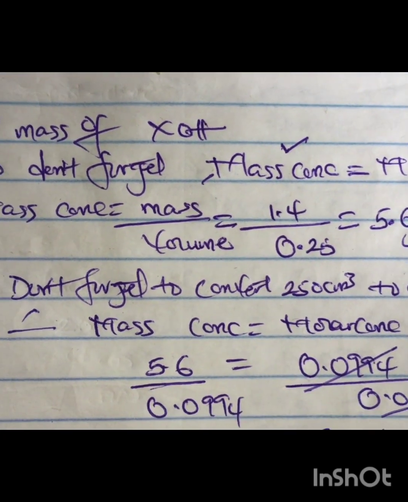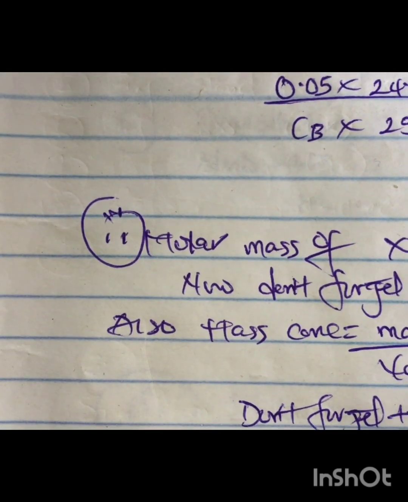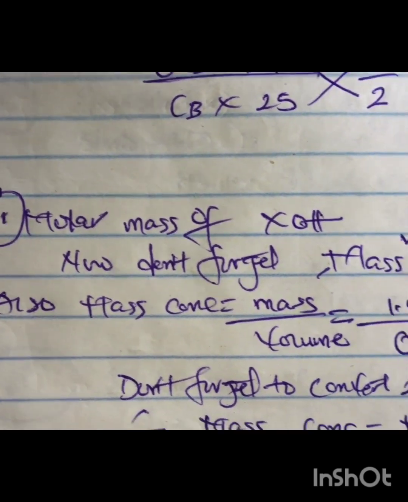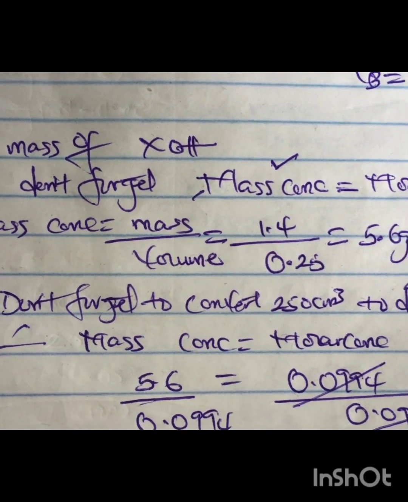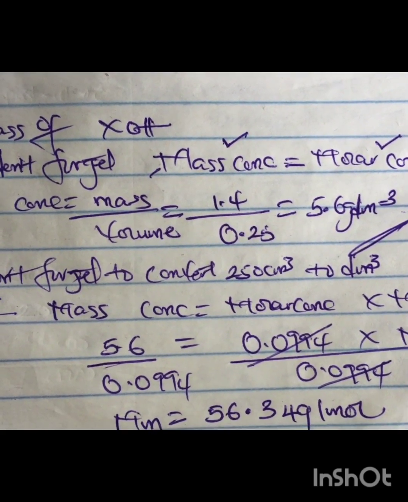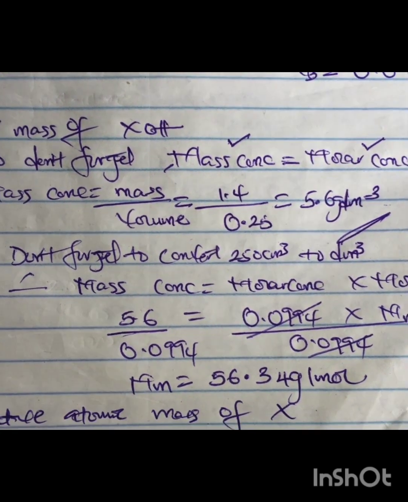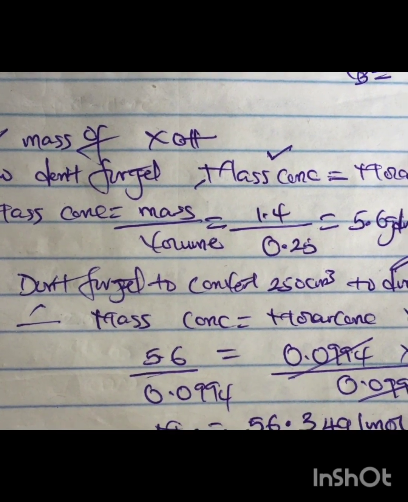So let's proceed. Now we have our mass from the question given to us to be 1.4 and our volume is 250 cm cube. Now don't forget to convert your cm cube to dm cube, right? So doing that, we have 1.4 over 0.25. That's after being converted, it gives us 5.6 gram per dm cube. Okay, let's proceed. So we've gotten our mass concentration to be 5.6 gram per dm cube.